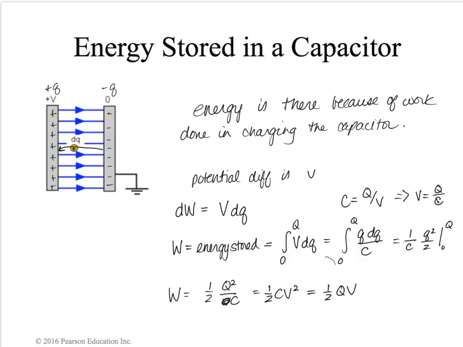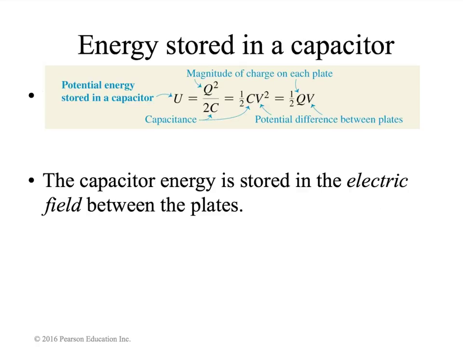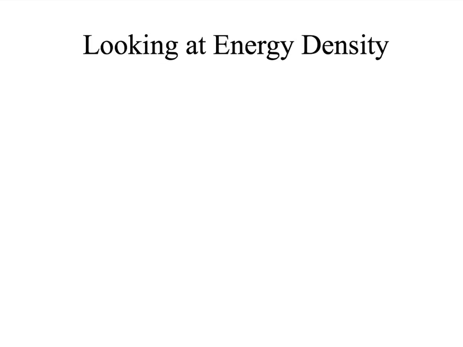I always feel like you only need to remember one of these, and then using the idea that C is equal to Q over V, you can eliminate whatever variable you don't have. But in any case, these expressions become the energy that's stored in the capacitor. Now we say that the capacitor stores energy and it's stored in the electric field. Let's take a look at what that means.